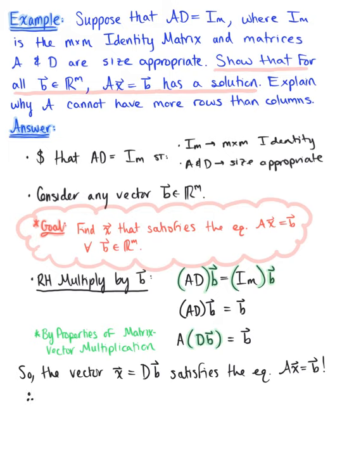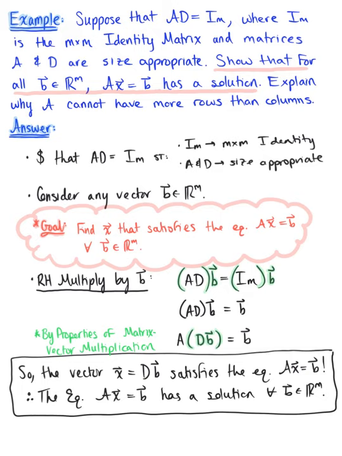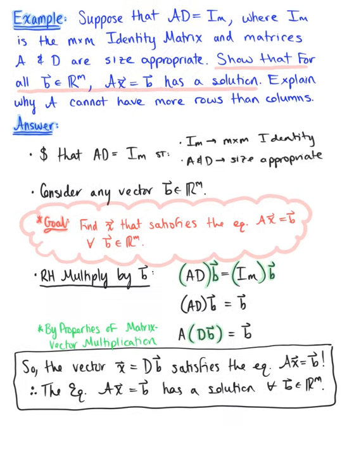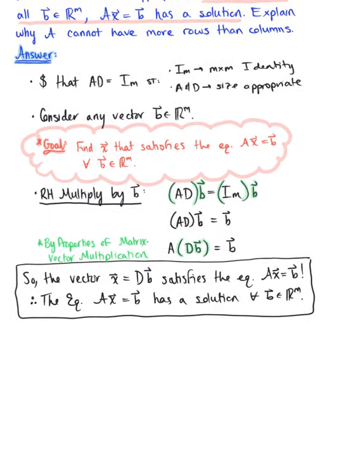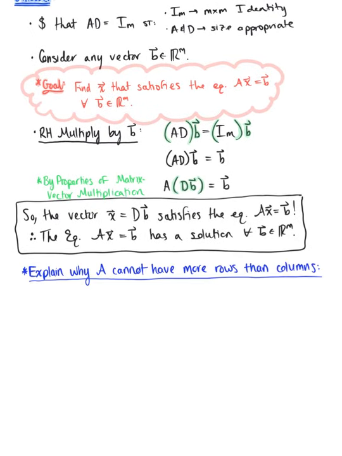And so we can say that, therefore, the non-homogeneous equation, matrix A times vector X equals vector B, has a solution for every vector B in Rm. And so we have verified the first part of this question. And we now want to use this to help us explain why matrix A cannot have more rows than columns.